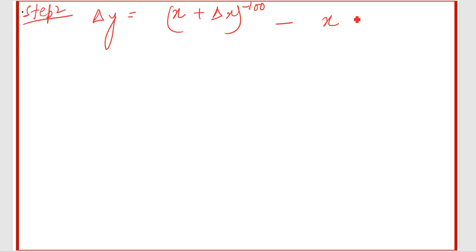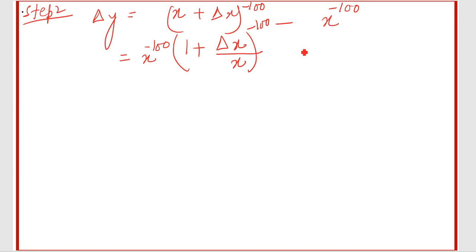In the second step we will solve this equation. So here I am going to write down step number 2. In step number 2 we have delta y on the left hand side, while on the right hand side we have x plus delta x whole power negative 100 minus x raised to power minus 100. So again this negative 100 belongs to this x, and this is also the power of delta x. So I will take x raised to power minus 100 common. Here we have 1 left, and here we do not have x, so it is divided by x. Now it is like this.